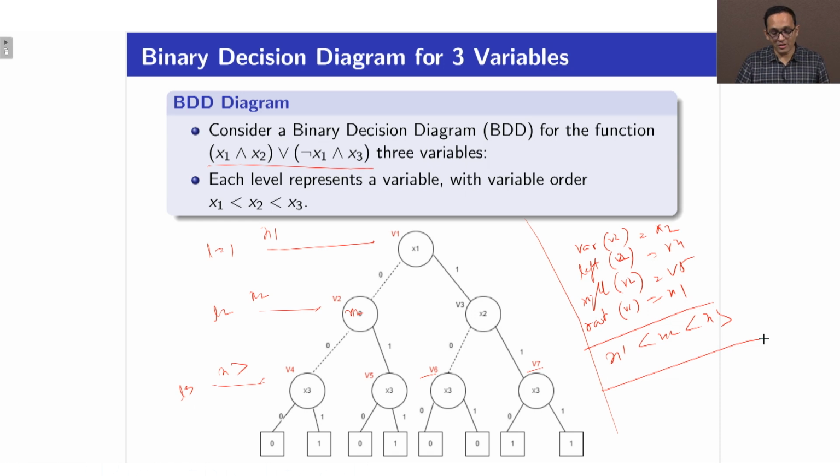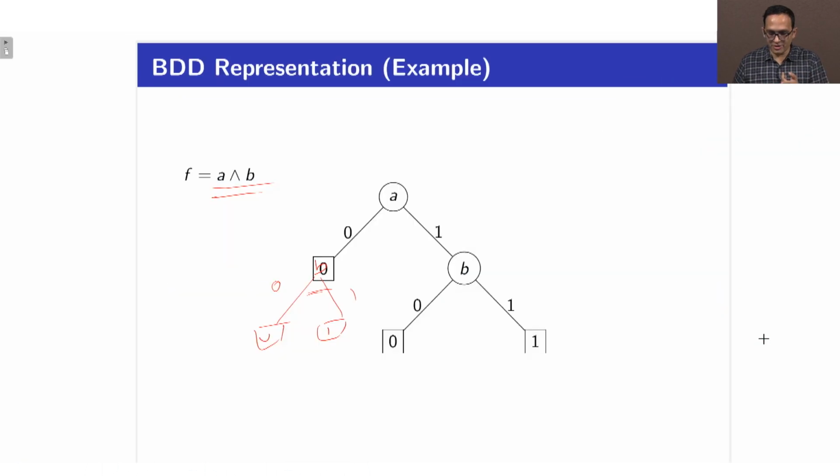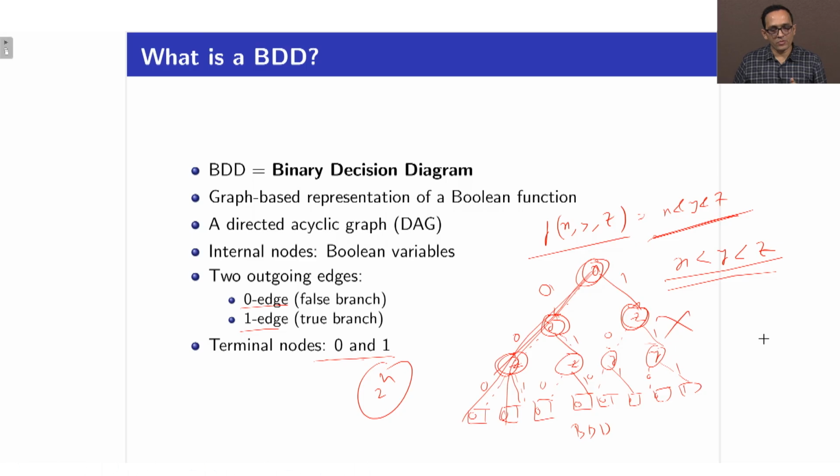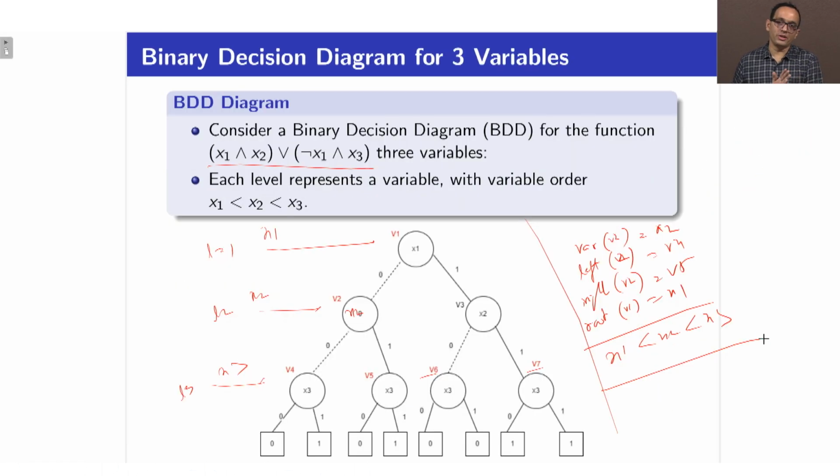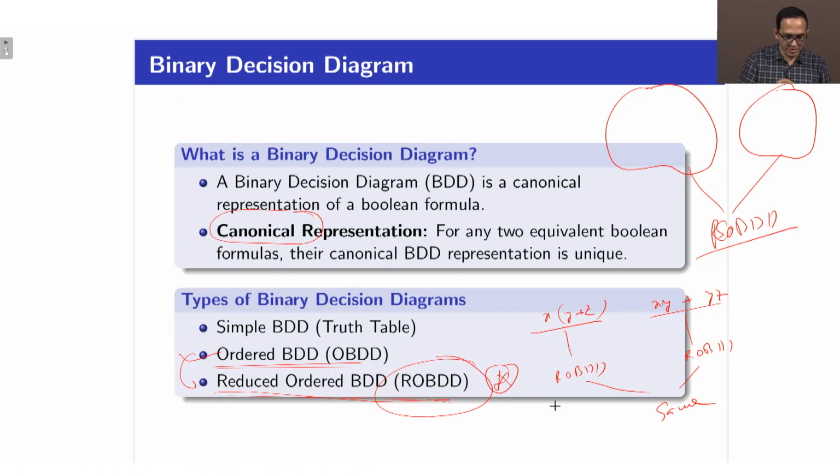So this variable order is important, and practically we do not consider any BDD without it. That is useless. We always consider ordered BDDs, where each level represents a particular variable. Say this variable does not occur, then I will just keep it and put x3 here. So every level represents one variable. This is what an ordered BDD is.